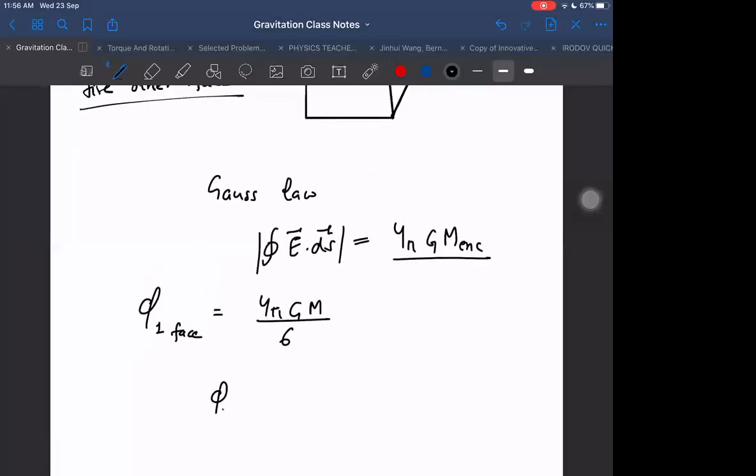Now, what will be through one face, but due to local field? Local field means imagine there are no other faces. Only one face is existing. When only one face is existing, then it will also produce its own field or not? Due to its own field only, what will be the flux passing through one face?